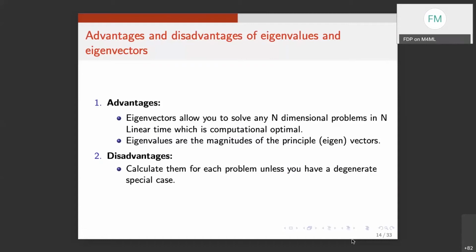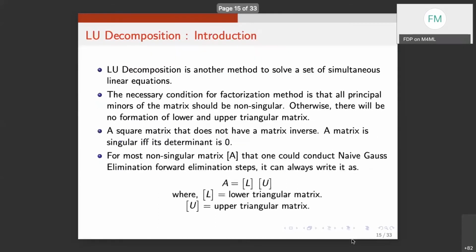Basically, this will allow us to solve any n-dimensional problem in linear time, which is computationally optimal. And eigenvalues are basically the magnitudes of the eigenvectors. So the disadvantage is that we have to calculate them for each problem unless you have degenerate special cases, right? Now, second thing is we should try to understand what is LU decomposition.